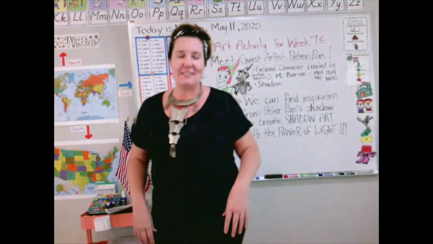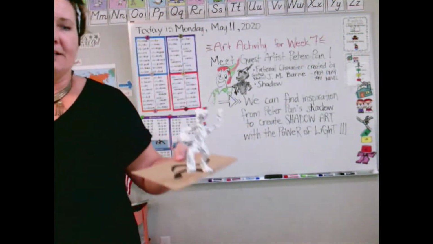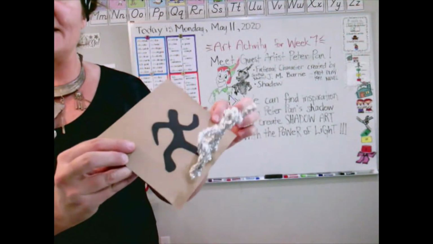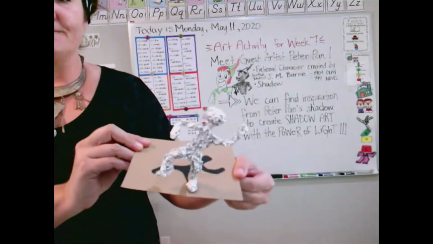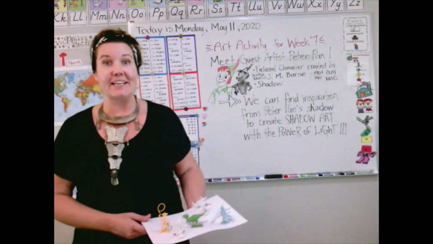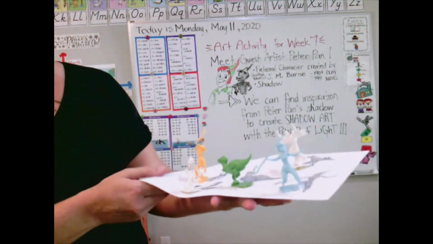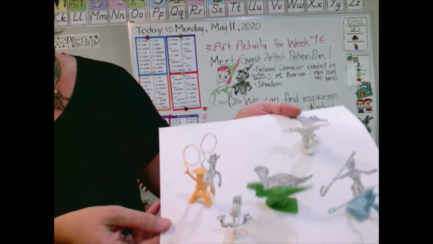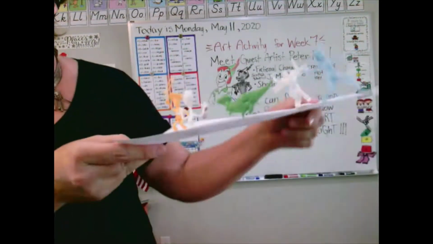Let me show you a few examples. The first one, I used aluminum foil to create my own sculpture, and then I went outside with the power of light to create the shadow behind my sculpture, making it one artwork. You also can find characters that you like in your house, figurines you like. So here are some from Toy Story I found. I took them outside and traced their shadows and shadowed them in.